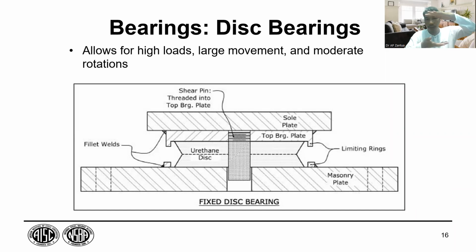So, we have this bearing or the pot bearing in between. Okay. So, shear pin. We have a shear pin here threaded into the top bridge plate. So, this is the top bridge plate, just underneath the sole plate. So threaded. Okay, so there is a thread, and then we have a pin. This is what we call pin shear.